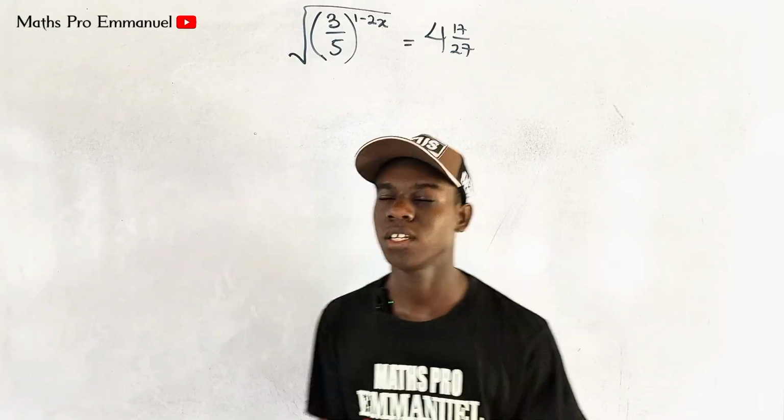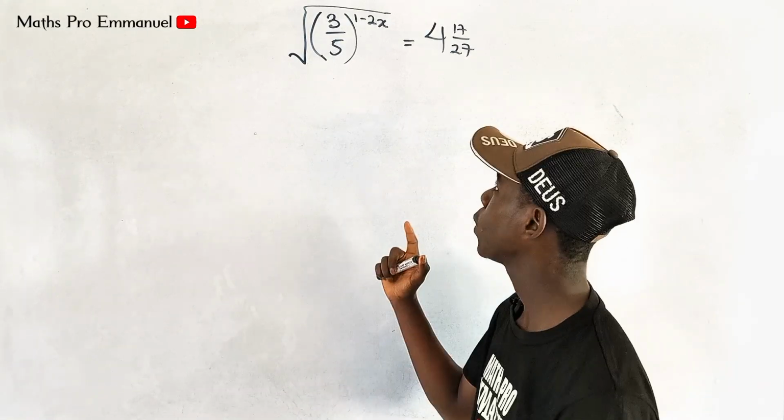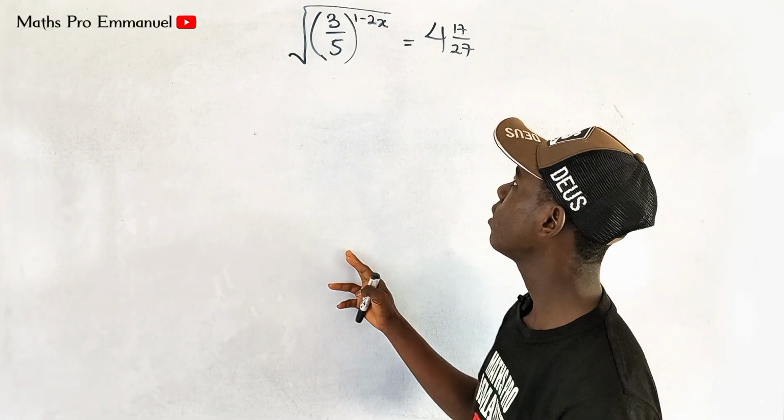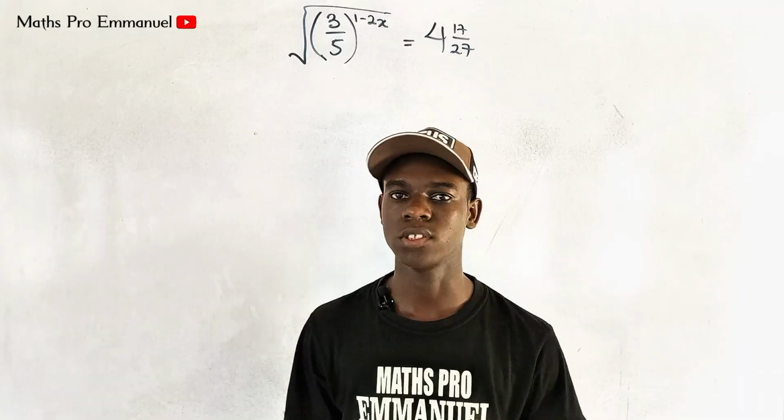So on this one, let's see how we can give a solution to this problem. We have to find the value of x in the root of 3 over 5 all raised to the power of 1 minus 2x is equal to 4 whole number 17 over 27.